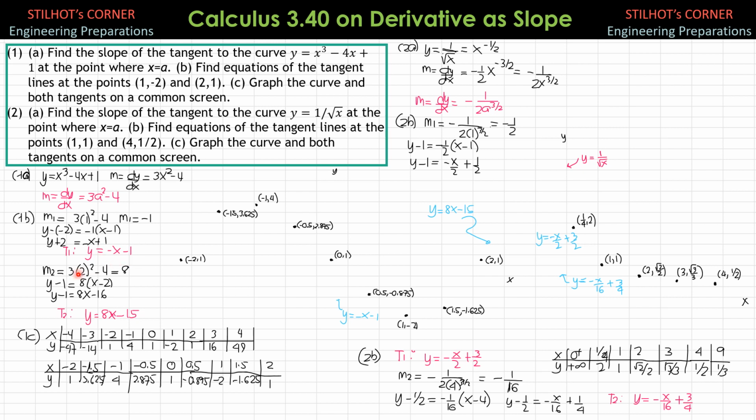Then for the second, this is the point (2, 1). The slope is 3 times 2 squared minus 4, so it is positive 8. So y minus 1 equals 8 times quantity x minus 2. So y minus 1 equals 8x minus 16. The second tangent is y equals 8x minus 15.